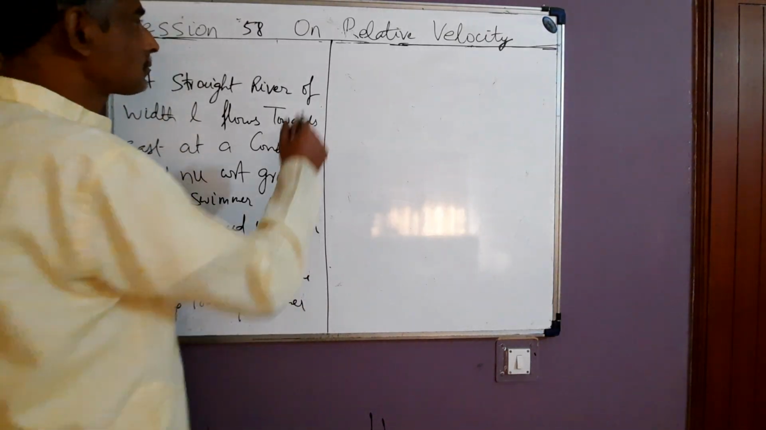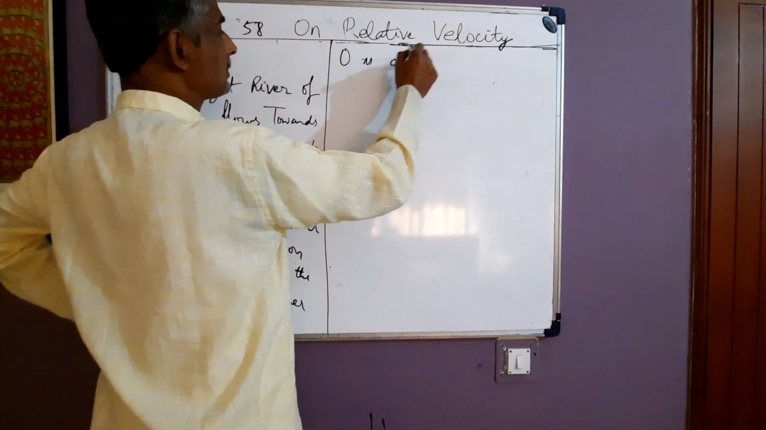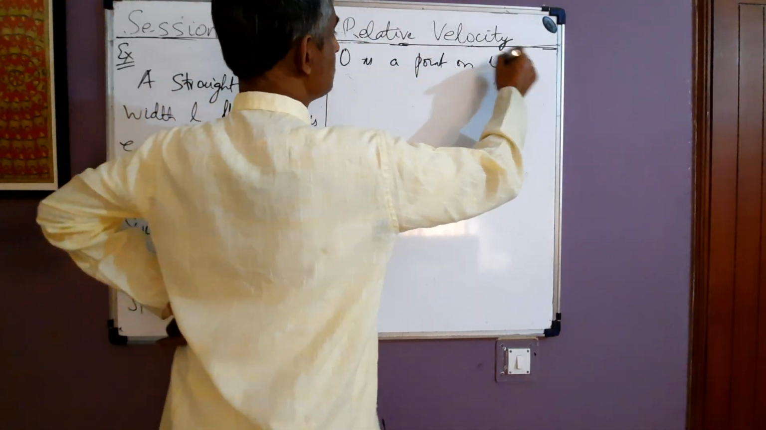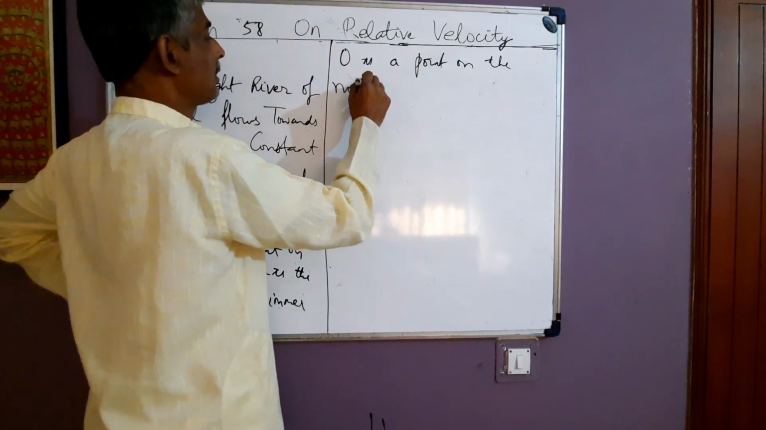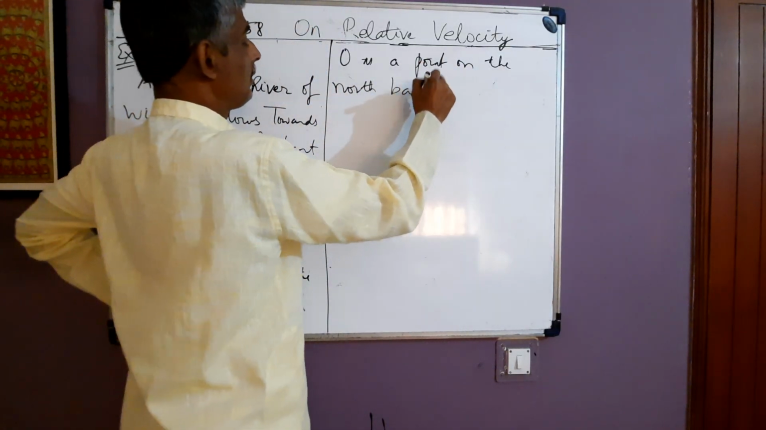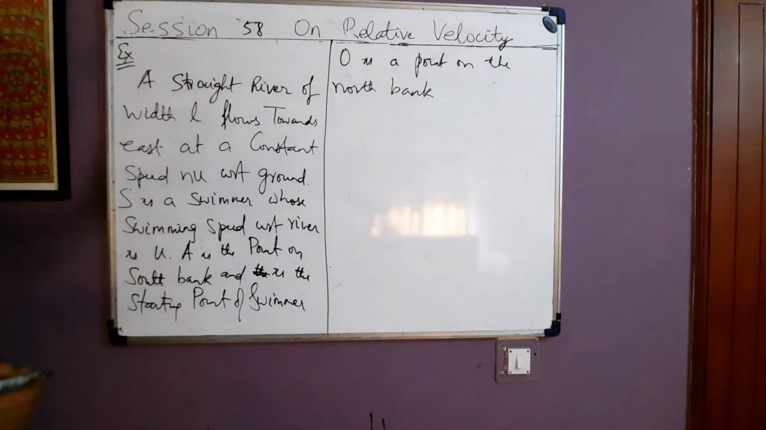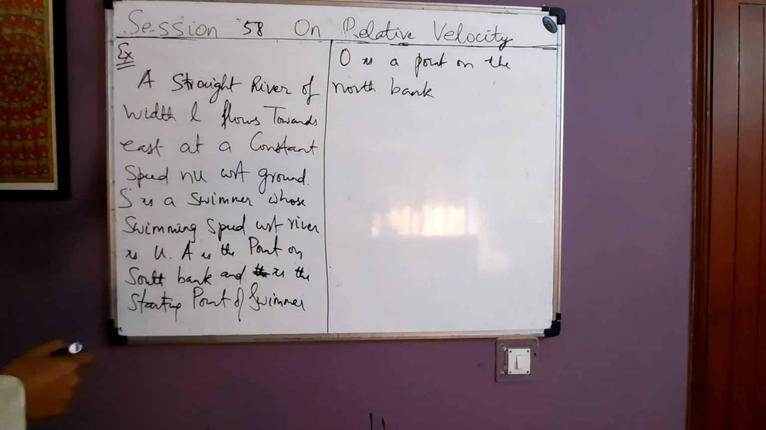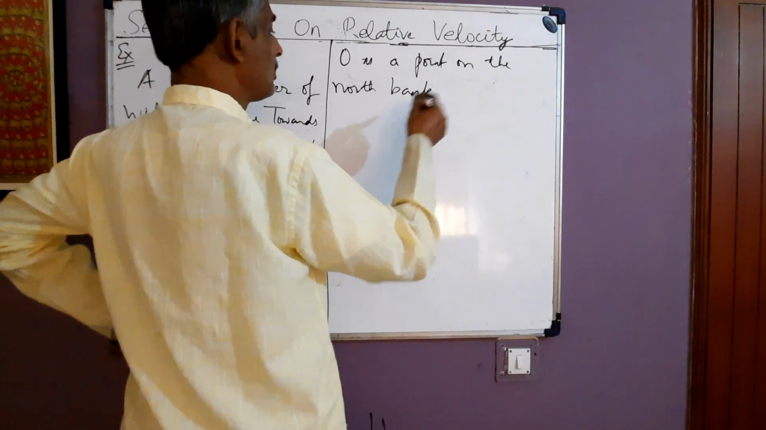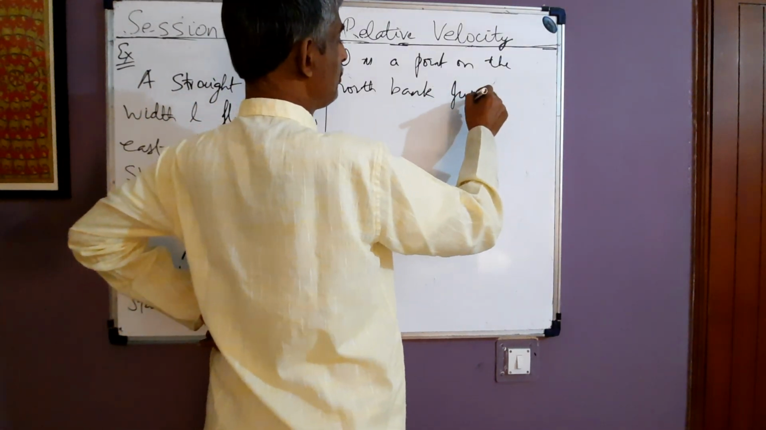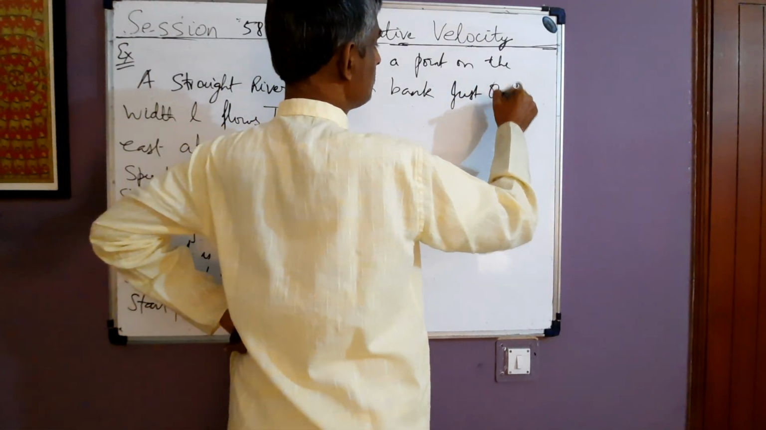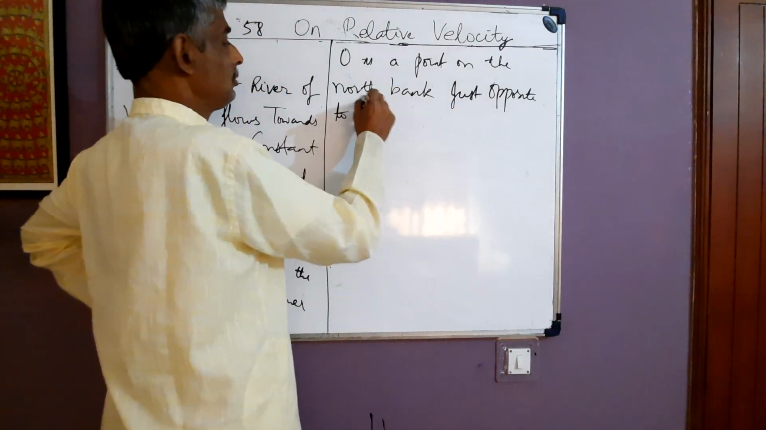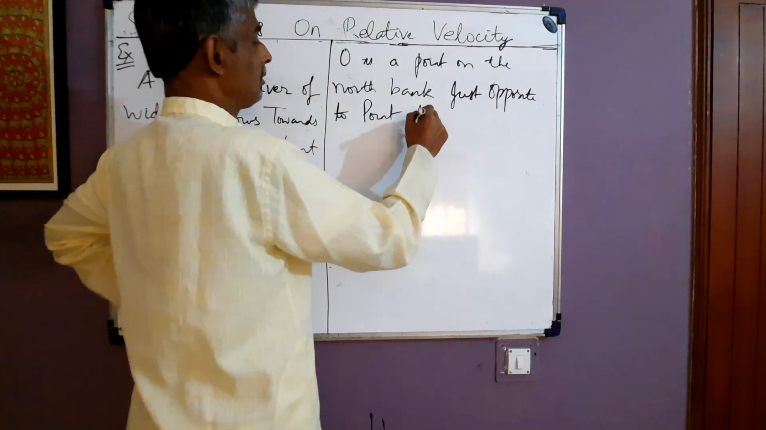O is a point on the north bank just opposite to point A.